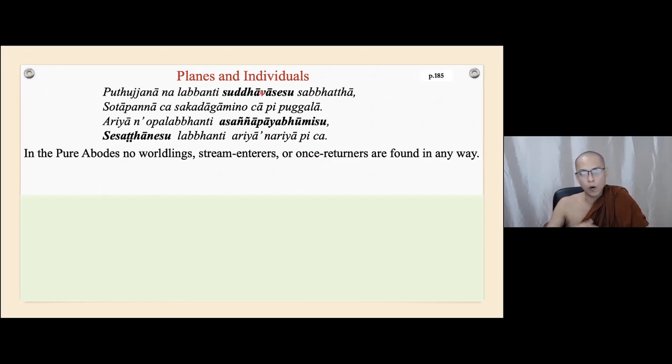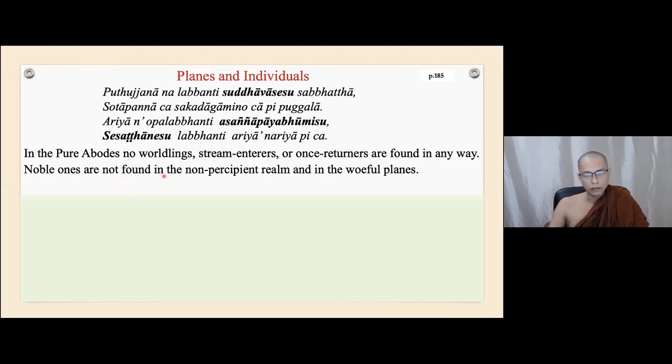That is why we said that only the three highest noble persons are there in the Suddhavasa. This is according to the Abhidhamma Sangaha text. And secondly, the noble ones are not found in the non-percipient realms and in the Apaya plane. So noble persons are not found in the Asanjasatta, the non-percipient beings, and the Apaya Bhumi. This is what the text says. In the other planes, both noble ones and non-noble ones are found. This is what the text says.